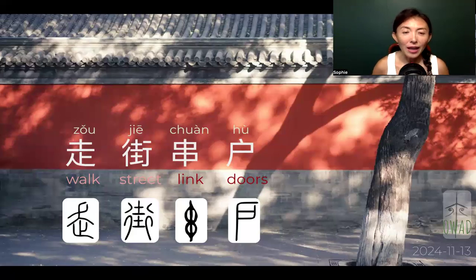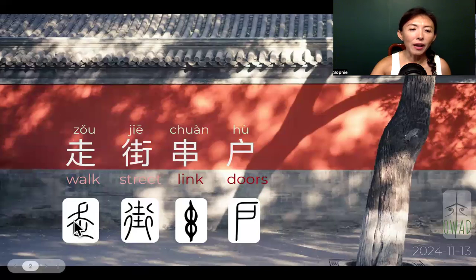走街串户, means that you walk the street, right? So walking on foot, and then 串户, you can link the doors up by walking around the neighborhood, you're able to connect door to door. Okay, so it's made of the foot symbol, which is a three-toe foot. We have a three-finger hand. We also have a three-toe foot.